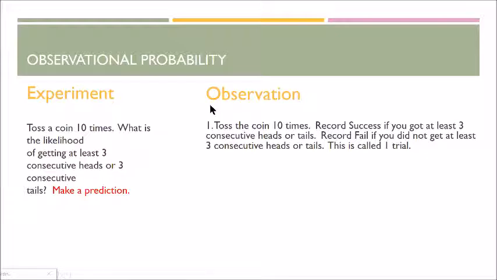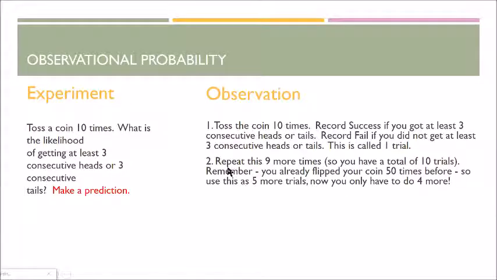If we wanted to estimate this probability using observation, we would actually grab a coin and toss the coin 10 times. And then you're going to record a success if you got at least 3 consecutive heads or tails, record a fail if you did not get at least 3 consecutive heads or tails. Each time you toss the coin 10 times, that's called one trial. And then you're going to basically repeat this. I wrote 9 times, it could be 10 times, it could be 100 times, whatever.